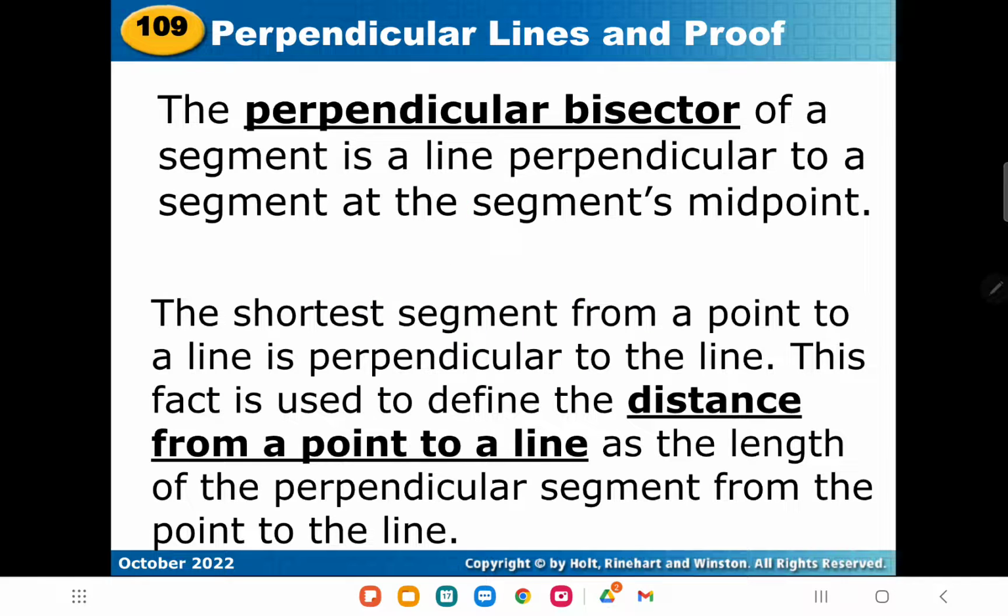The shortest segment from a point to a line is perpendicular to the line. So this is used to define the distance from a point to a line as the length of the perpendicular segment from the point to the line. And this can be from any point not on the line to a point that is on the line, where that segment is intersecting the drawn line at a 90-degree angle.